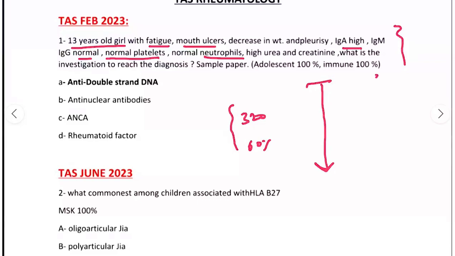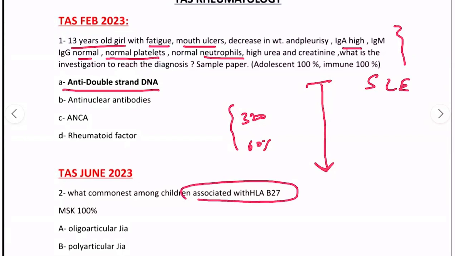This is a case of SLE. For SLE, what is your investigation of choice? That is your anti-double stranded DNA, right? The commonest among children associated with HLA-B27: HLA-B27 is associated, number one, with inflammatory bowel disease, and number two, enthesitis-related arthritis, right?